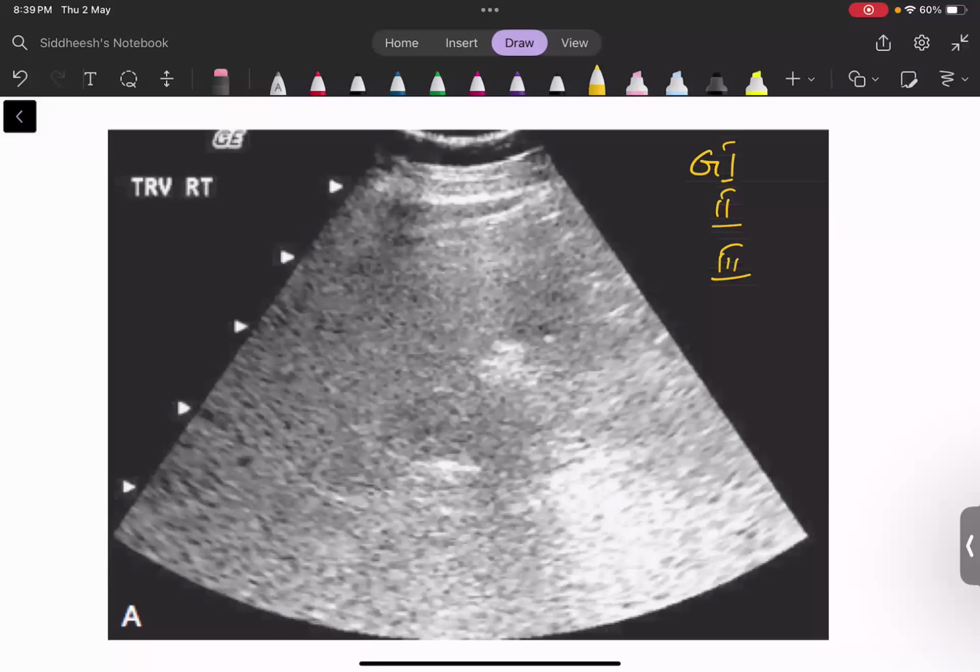Diaphragm not visible. Perfectly fine. Yes. What about portal systems? Not shining. Portal, not shining. What about liver? Completely shining. What about diaphragm? Not visible. Right? So this is what? Grade 1, grade 2, grade 3. Grade 3. Perfect, everyone. Yes, perfect. All perfect. Yes. Done.